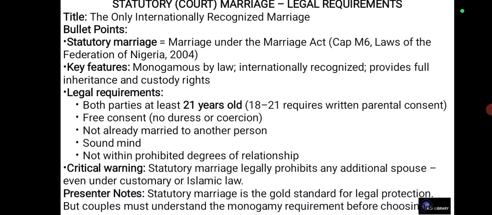Another legal requirement is not already being married to another person. Then sound mind, not within prohibited degrees of relationship. Now, statutory marriage legally prohibits any additional spouse, even under customary or Islamic law. So statutory marriage is the gold standard for legal protection, but couples must understand the monogamy requirement before choosing it.